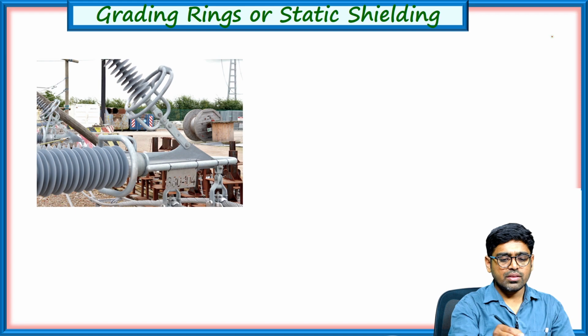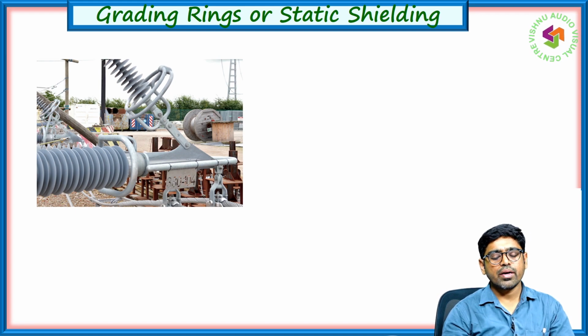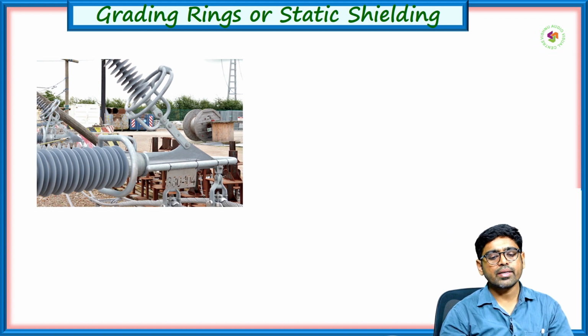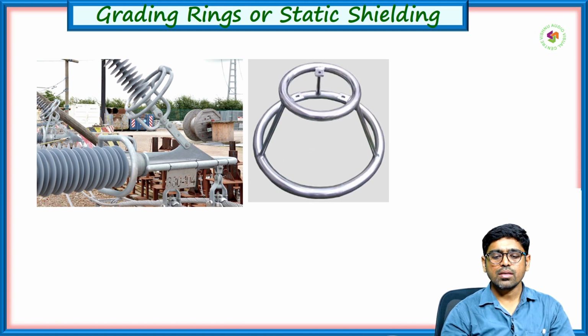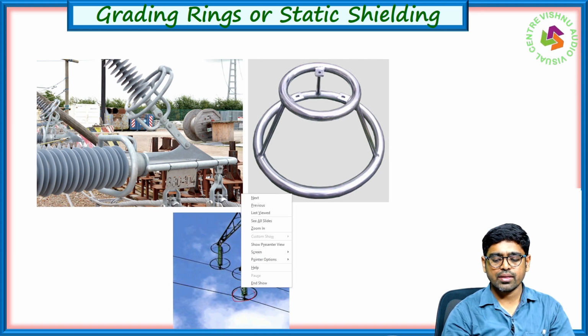So you can see this is the insulator, and this is the grading ring. It can be connected surrounding the insulator. So this is the grading ring. We can see how the transmission lines are connected like this.